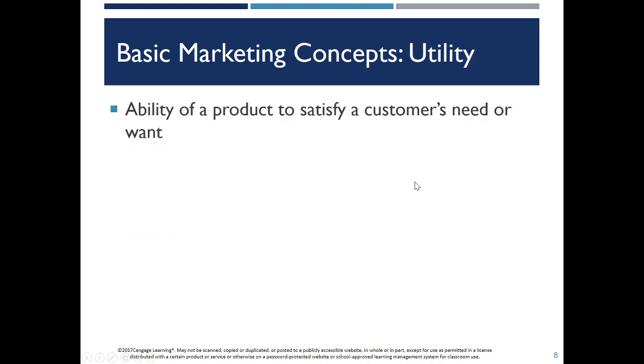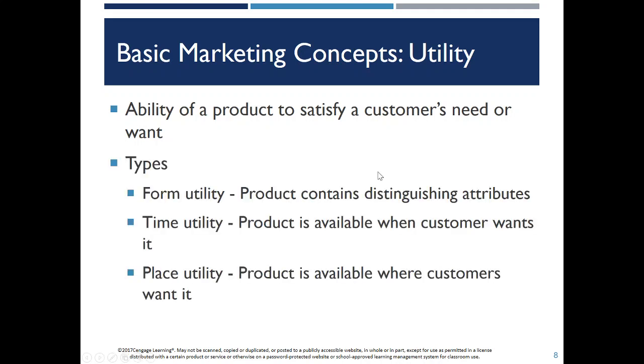What is utility? Utility is, like it says there, the ability to satisfy someone's need or someone's want. If your products don't provide any sort of utility, then they're not going to be purchased and you're not going to be in business very long. Okay, 3 types of utility. Again, form, time, and place. Not going to expound on them too much.